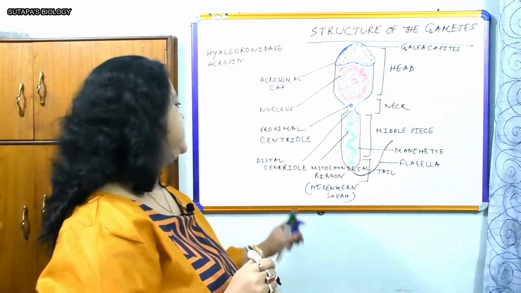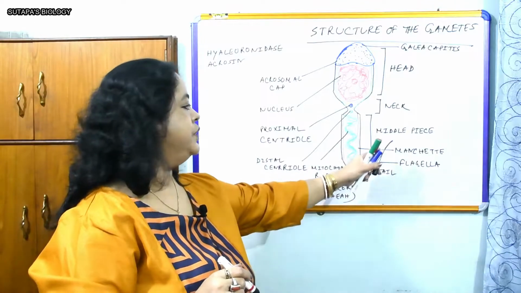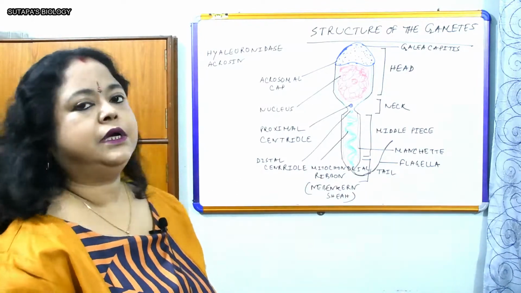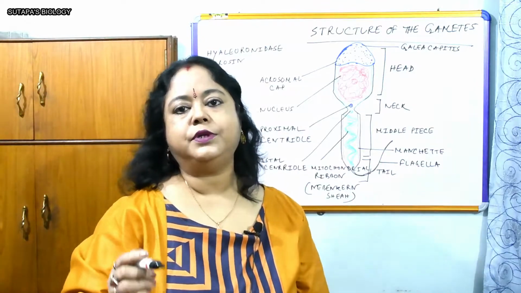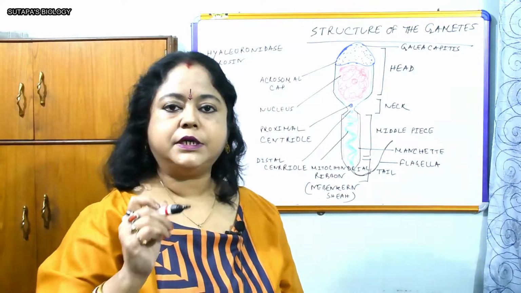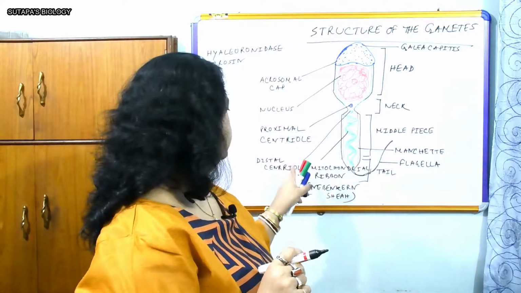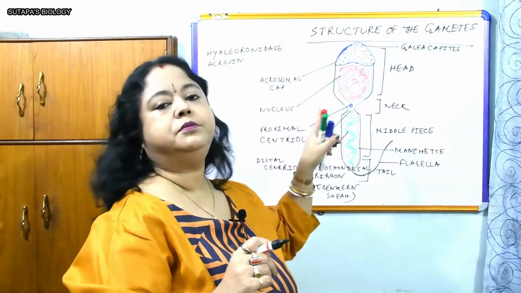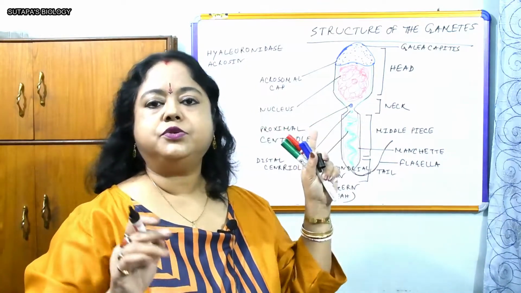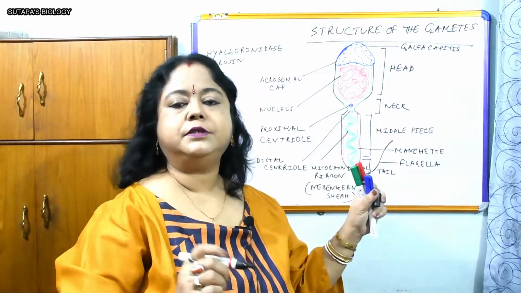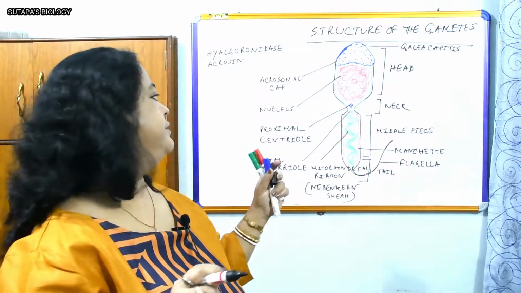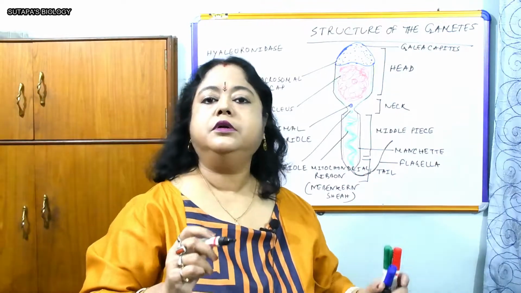And what's the role of the distal centriole? It forms the axoneme. The flagella has the axoneme, the central axis, which is formed by the distal centriole. So this is the function of the neck. The sperm neck has two centrioles. One is for the division phase of the zygote, and another for the formation of the axoneme or flagella.